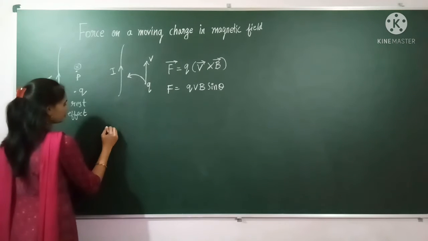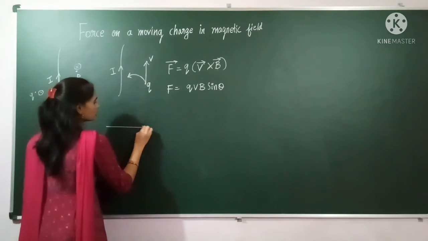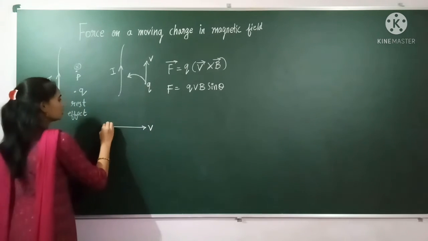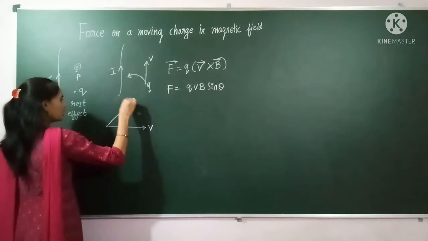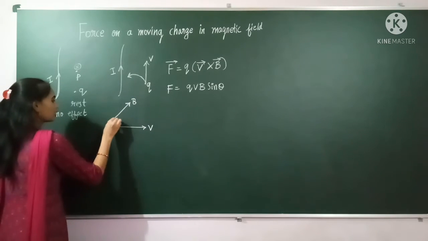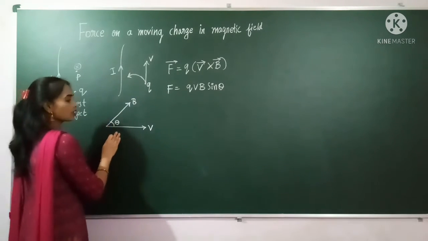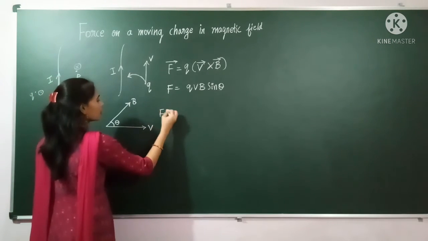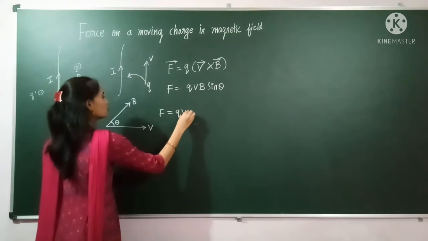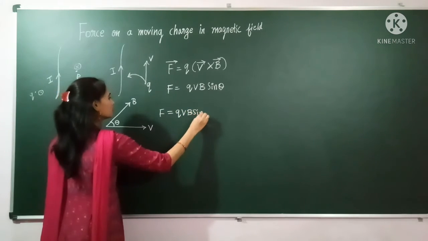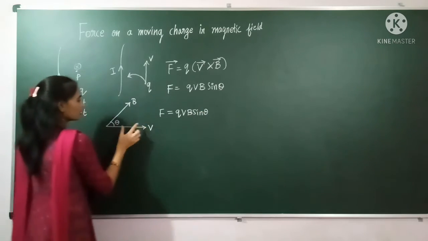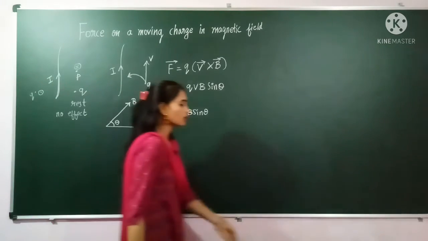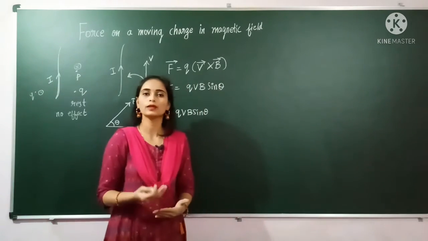So now see here, if this is the direction of the velocity, meaning the charge is moving in this direction, and this is the direction of the magnetic field, then the angle between these two is taken as theta. So now in this case, if we want to calculate the amount of force acting on this charge, we will take F is equal to QVB sin theta. When you take this formula, you can easily calculate the force. So next, we will study in what cases the force will be zero.